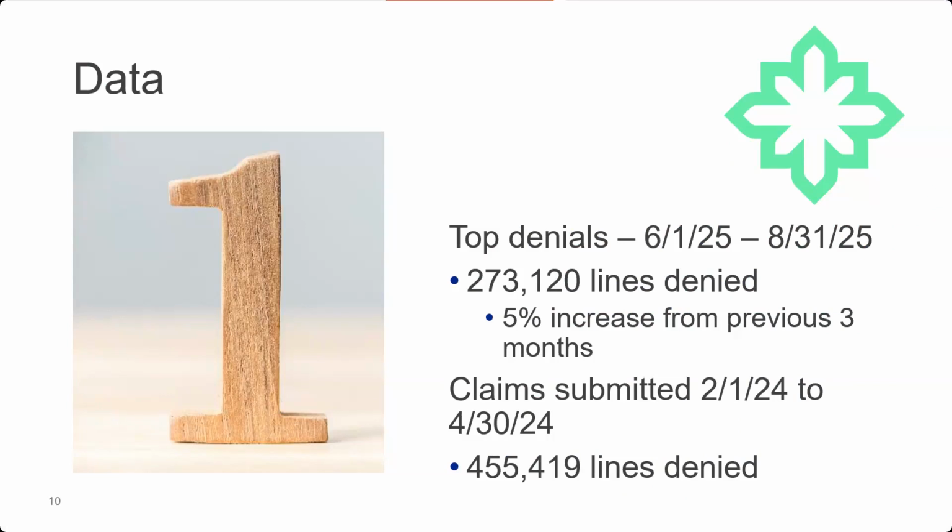Then I said, okay, let's look at a little bit more data. I went all the way back, more like a year back, and there were 455,419 lines denied, which is obviously a decrease from the current data, but still a significant number. And this is per quarter. This is not a yearly basis. That's why it's a 3-month time frame. So the data said maybe we do need to do a bit more, maybe we need to move forward and talk a little bit about it. And that's where we came from.